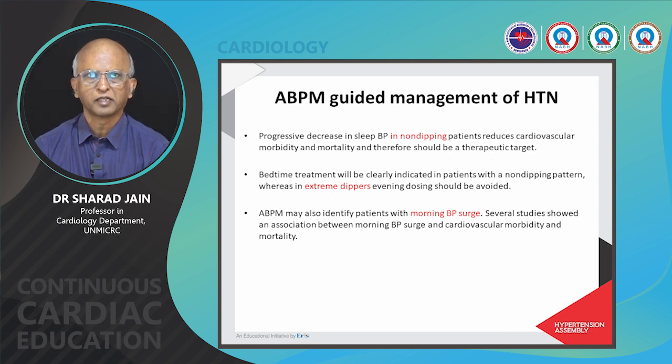But if the patient is an extreme dipper, then you should avoid the evening dose of the antihypertensive drug. ABPM may also identify patients with morning BP surge, that is, many patients usually develop a sudden increase in the blood pressure in the morning hours. So, it can be seen with the ABPM.